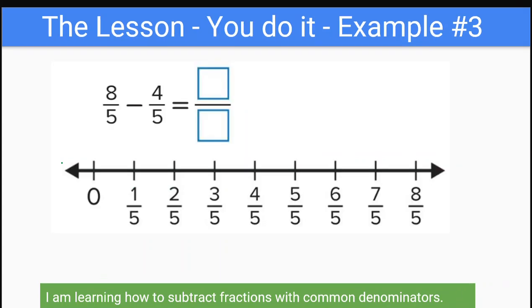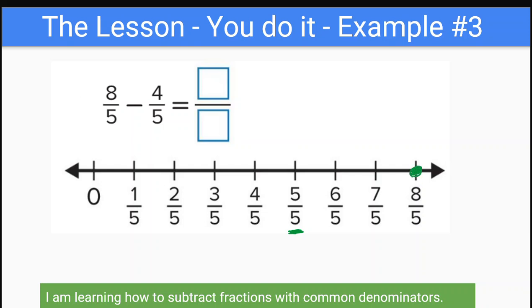All right, here it is again. This time for a representation, they use a number line. So they have 8/5 take away 4/5. Now in the past, in the last two problems, we only went up to a whole. And this is a whole right here, 5/5. But then they kept going, 6/5, 7/5, 8/5. So we can go over here to 8/5.